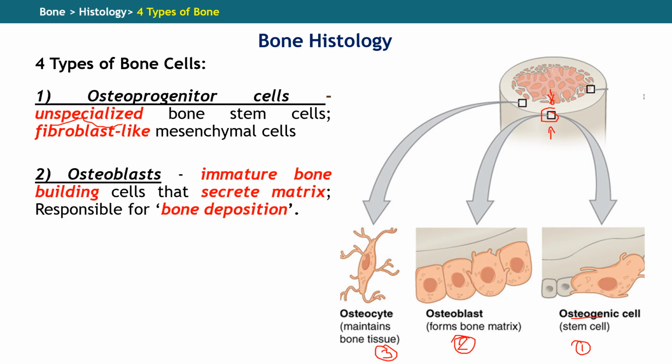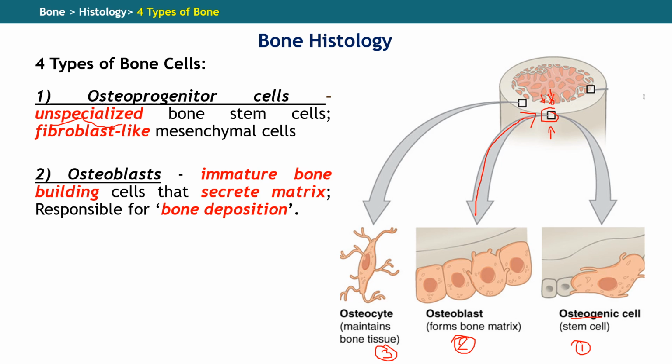In a similar location will be the second group, the osteoblast. So here, let me put the arrow here again. Periosteum, and here again, more in the endosteum. So new bones need to grow. So they secrete the matrix and they are responsible for the deposition.